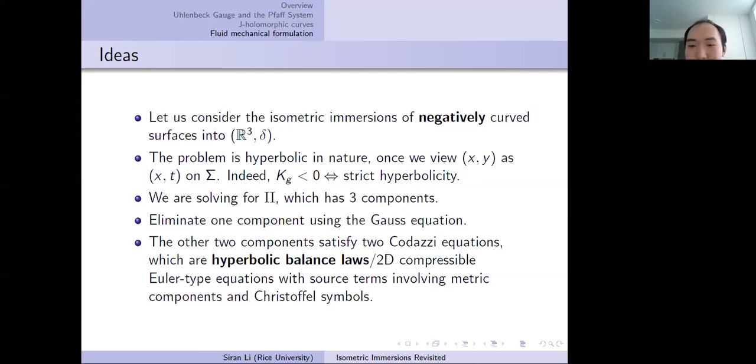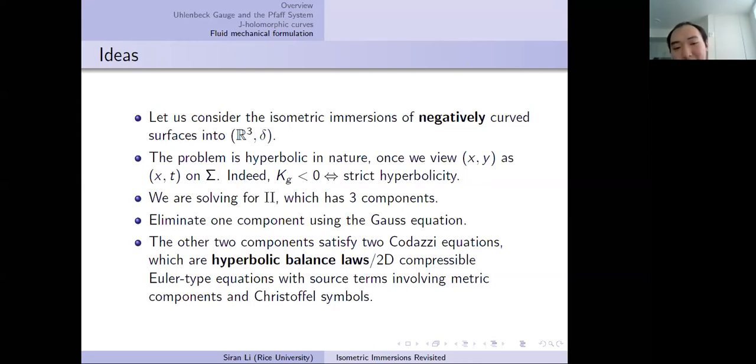So for the negative curvature, this problem is hyperbolic. Once we view these two space variables x and y as x and t on the domain manifold, in fact, we can show that strictly negative curvature is the same as strict hyperbolicity in the conservation law community. So for the Gauss-Codazzi equations, we are solving for the second fundamental form.